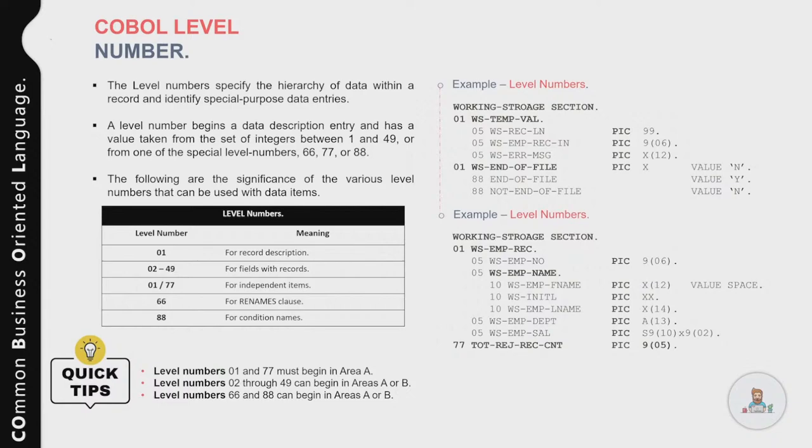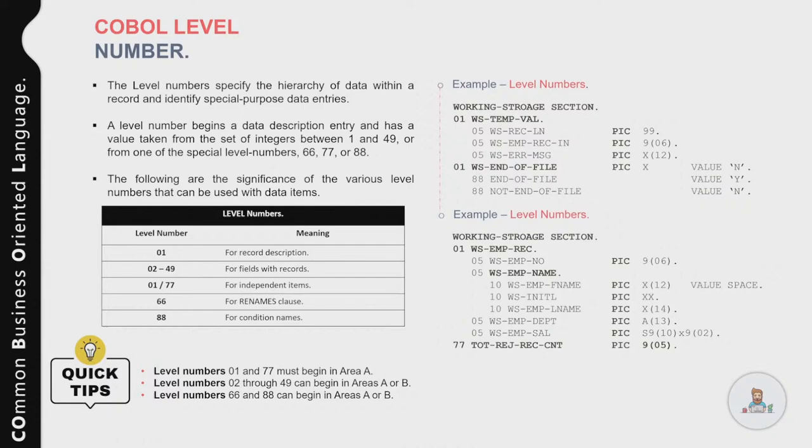Level number 2 through 49 can begin in area A or B. Level number 66 and 88 can also begin in area A or B, depending on how exactly you're defining these variables in your COBOL program.